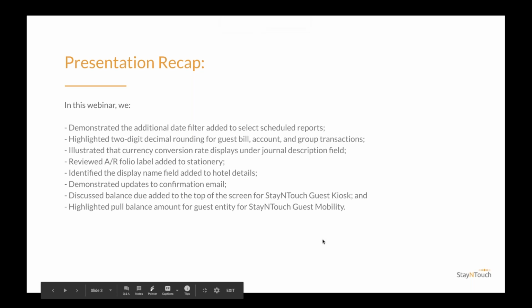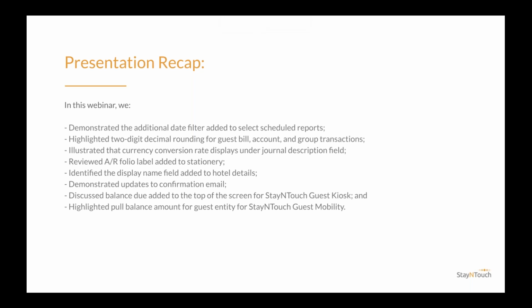So today we demonstrated the additional date filter added to select scheduled reports. We highlighted 2-digit decimal rounding for the guest bill, account, and group transactions, illustrated that currency conversion rate displays under journal description field, reviewed a folio label added to stationery, identified the display name field added to hotel details, demonstrated updates to the confirmation email, discussed balance due added to the top of the screen for StayNTouch guest kiosk, and finally, we highlighted pool balance amount for guest entity for StayNTouch guest mobility.